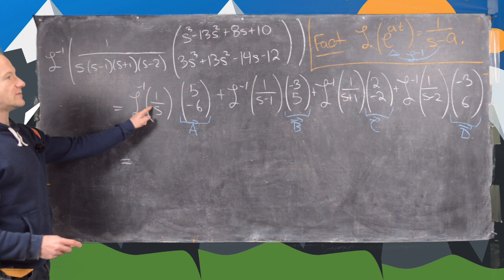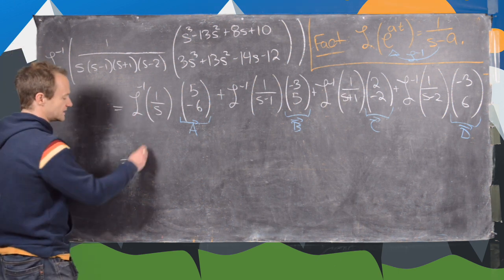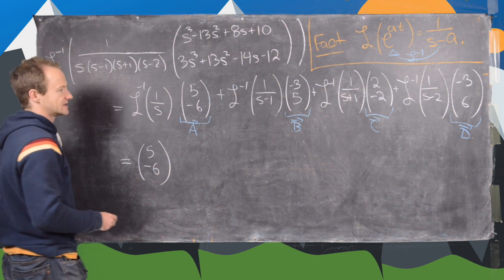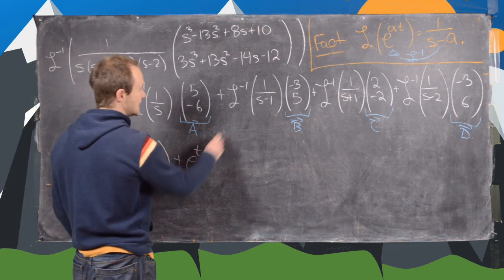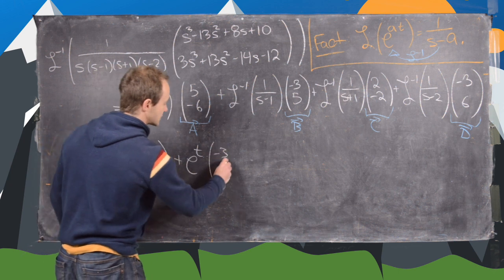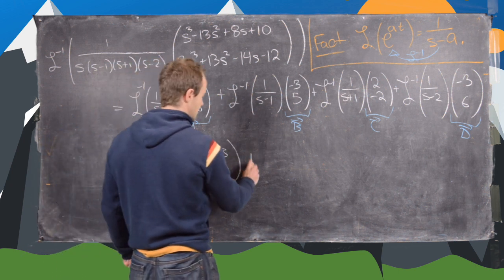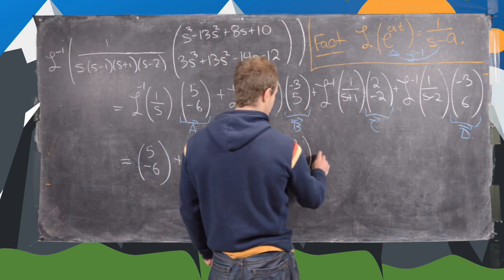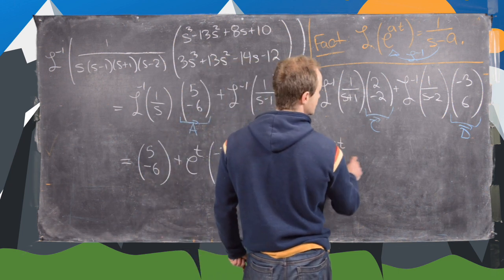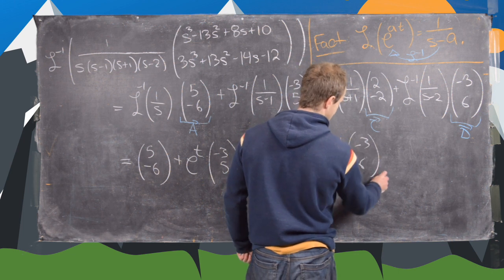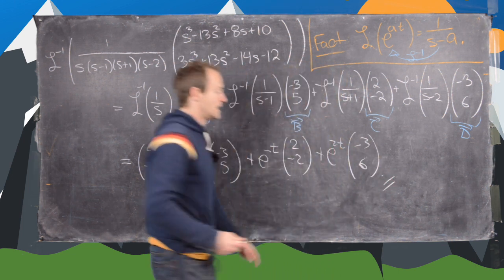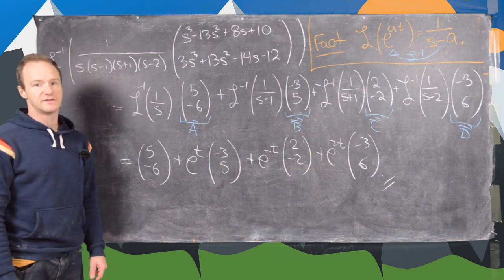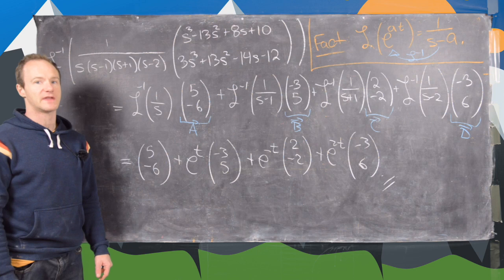So notice this is going to be e to the 0t, in other words, the number 1. So that's going to give us just the vector 5 minus 6. And here we're going to get e to the t times minus 3, 5. Here we're going to get e to the minus t times 2 minus 2. And then finally here we're going to get e to the 2t times minus 3, 6. And that is us successfully taking the inverse Laplace transform of this big vector valued function. Okay, that's the end of the video.